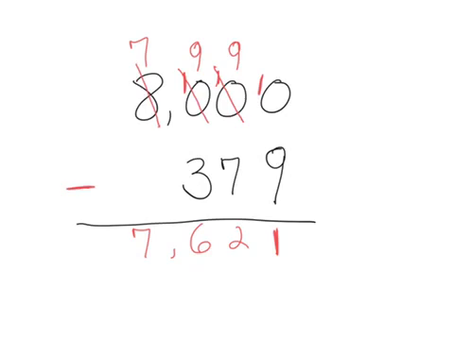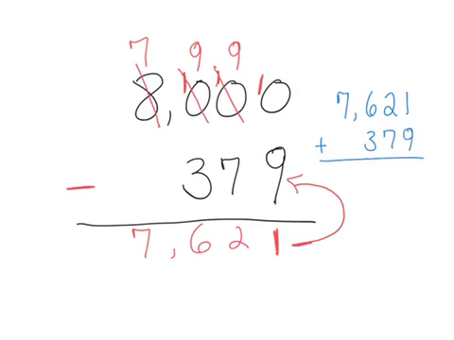And the inverse operation of subtraction is addition. So we can take this number and add it with this number. So let's try it. 7,621 plus 379. 1 plus 9 is 10.